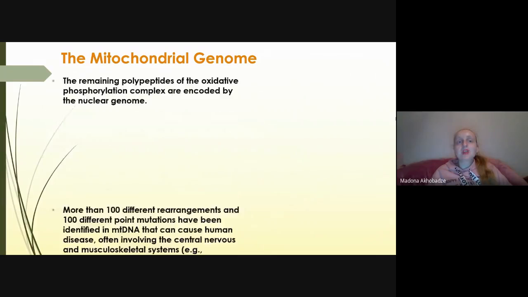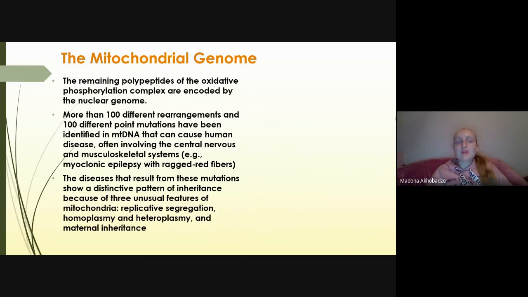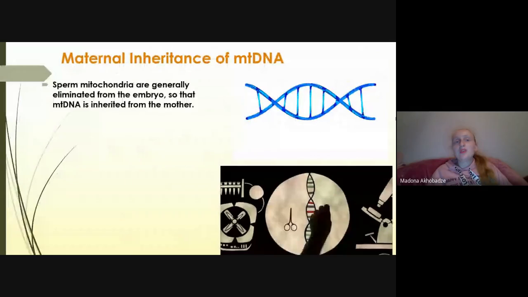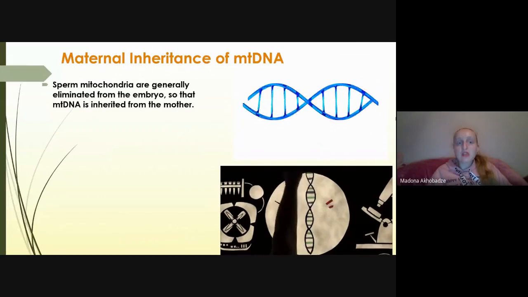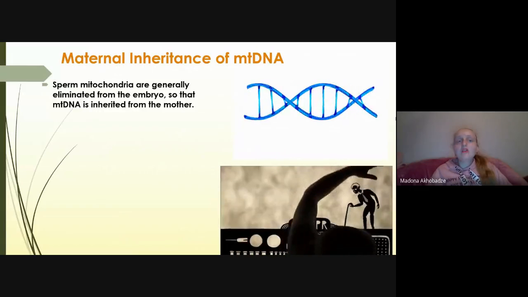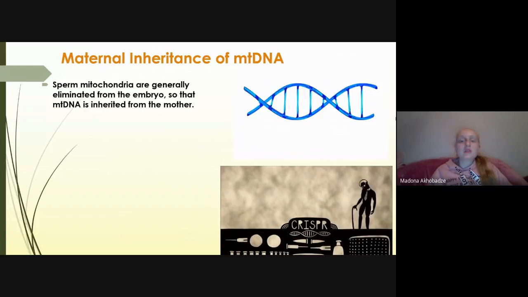The remaining polypeptides of the oxidative phosphorylation complex are encoded by the nuclear genome, and more than 100 different rearrangements and point mutations identified in the mitochondrial DNA can be the cause of human disease, like Leber's retinopathy. Maternal inheritance is the way of inheritance, because sperm mitochondria are generally eliminated from the embryo, so the mitochondrial DNA is inherited only from the mother's ovum.